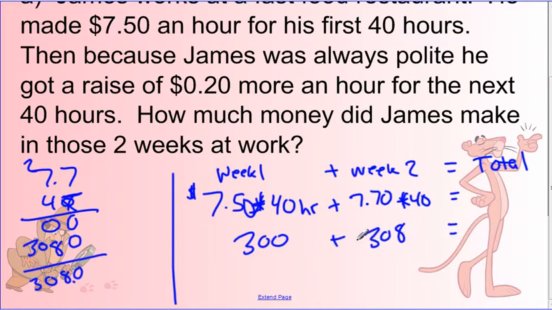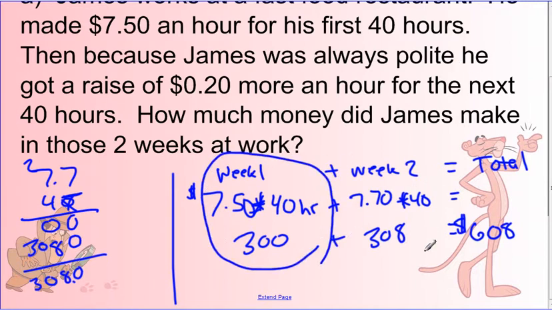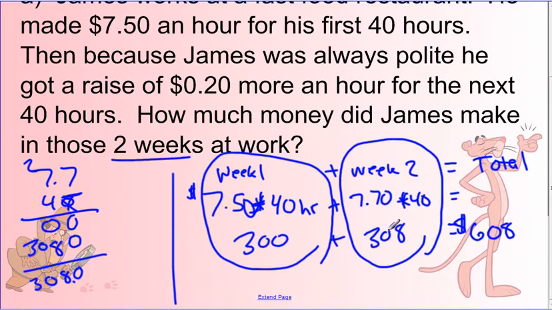So the total amount of money he made, 300 plus 308, is $608 for those 2 weeks of work. Does that answer make sense? I hope so. Everything looked okay to me. We took the total of week 1 plus the total of week 2, and that would give us how much money James made in 2 weeks. Week 1 plus week 2 is our total. All the math looked good. I think we're good. He made $608 in those 2 weeks of work.